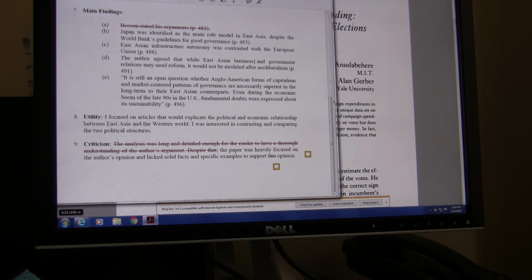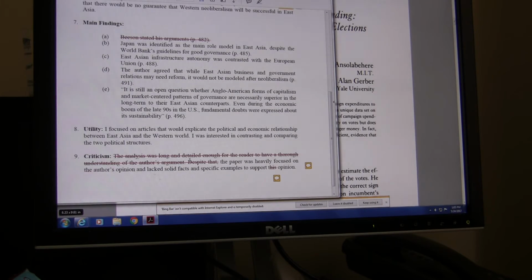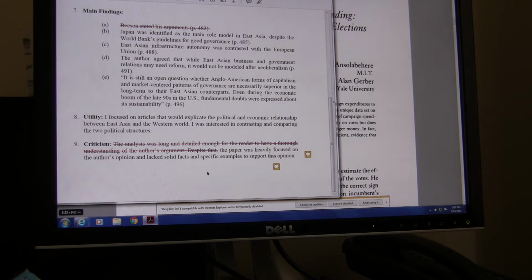In terms of the criticism, you want to avoid overly general review types of observations. So the first line here says the analysis was long and detailed enough for the reader to have thorough understanding of the author's argument. That's really not how you want to form your criticism section. The paper was heavily focused on the author's opinions and lacked solid facts and specific examples to support that opinion. That's getting a little bit better, but we want some more specifics in there too.